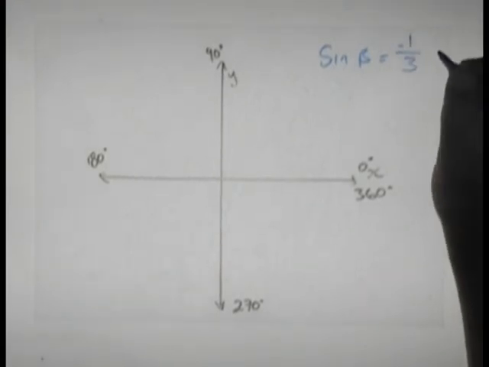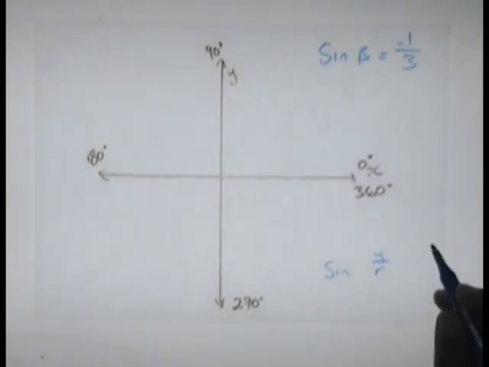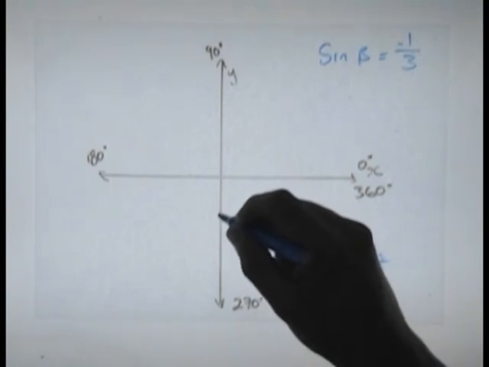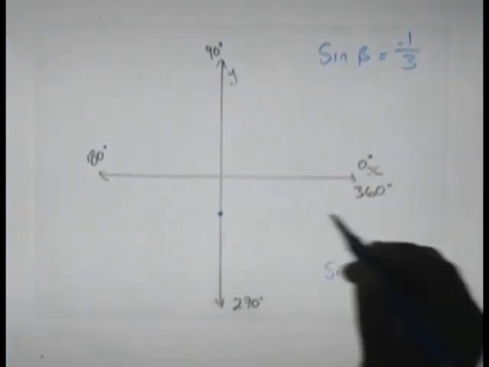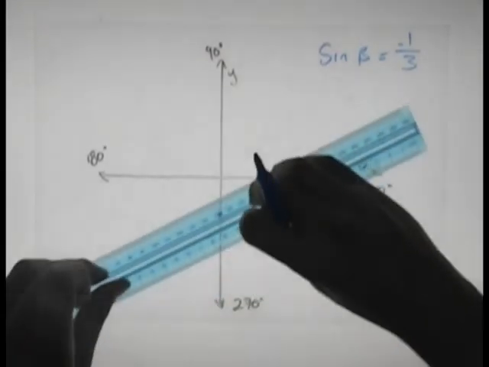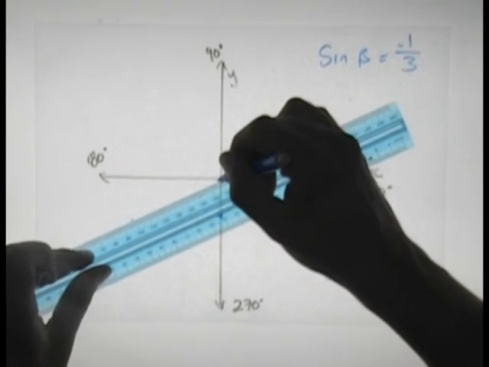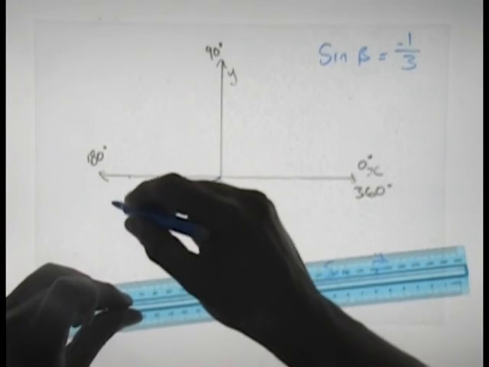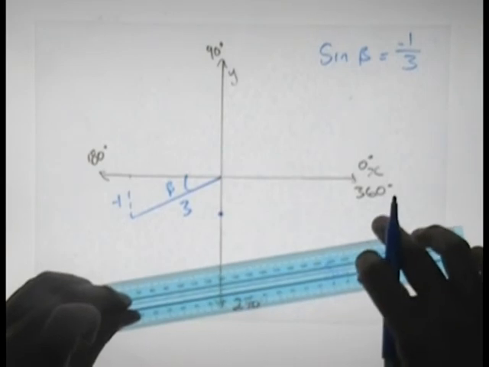The next one I gave you to do said sine beta is equal to negative 1 over 3. Now remember, sine is the function y over r. That means that our y value is equal to negative 1, and our r value is equal to 3. That means that beta could either come over here with an r value of 3 and a y value of negative 1, and that would give us beta.